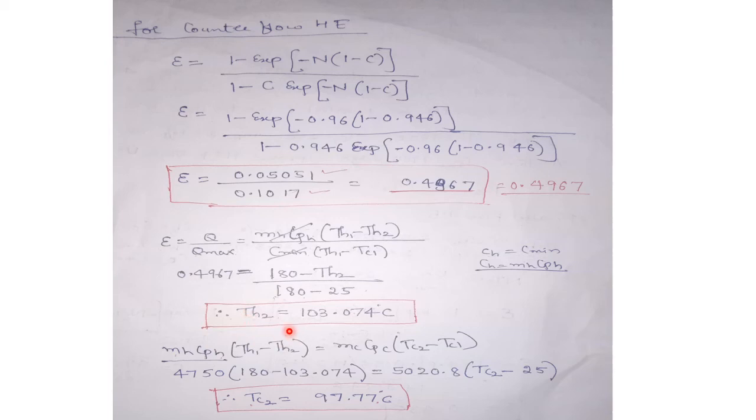If TH2 value we have calculated by using this. Similarly, we have calculated the value of TC2. So these are the values for counterflow heat exchanger. So now I will tell you how to calculate the values of effectiveness of heat exchanger by graphical method. So remember here, that effectiveness NTU value is 0.96, whereas capacity ratio C is 0.946.